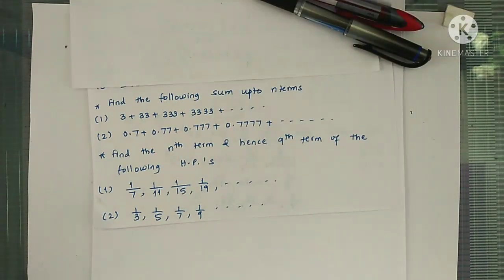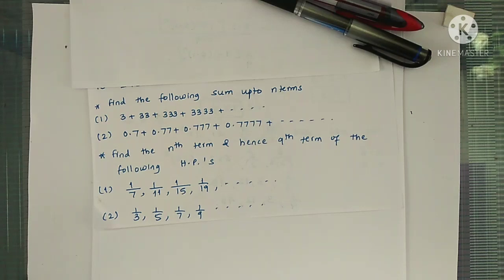This is your today's assignment. Find the following sum up to n terms. The first question is 3 plus 33 plus 333 and so on. Take 3 common, multiply and divide by 9. Convert this into a GP and solve it.